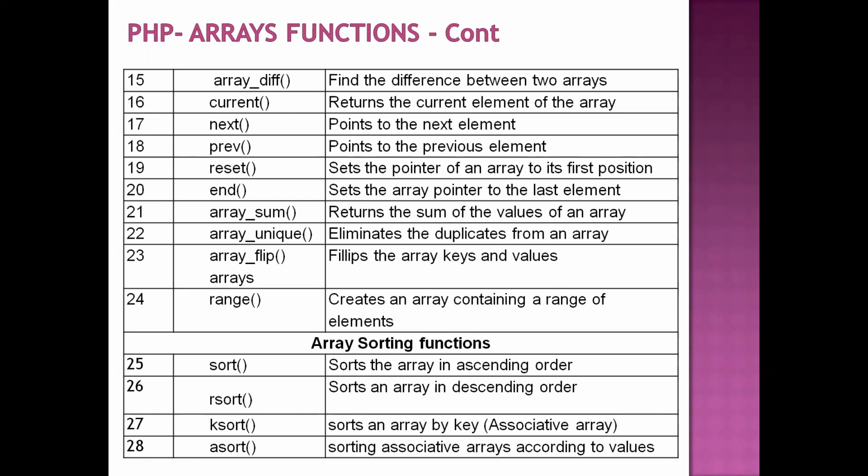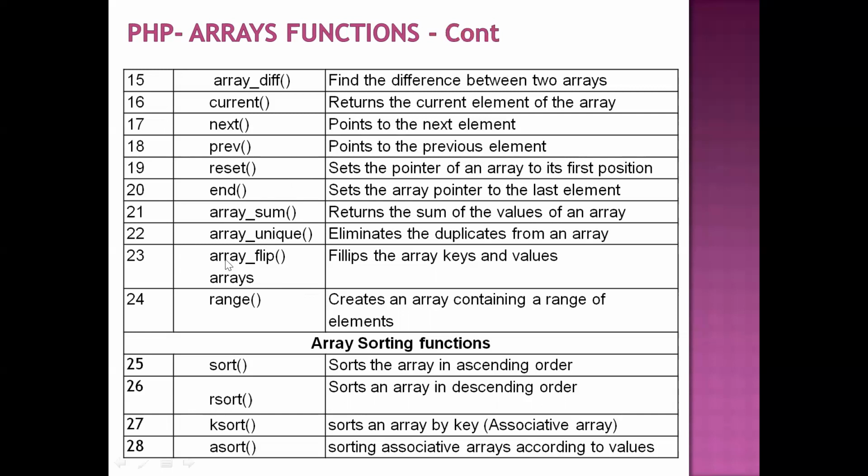Suppose you are at the end of the array. If you want to move that array pointer to the beginning position, then we need to use the reset function. The end function is used for setting the array pointer to the last element. The array_sum function is used for calculating the sum of all the values of the array. If your array is a numerical array, then for calculating the sum of all the numbers, we'll use the array_sum method. The array_unique method is used for deleting the duplicate values from the array.